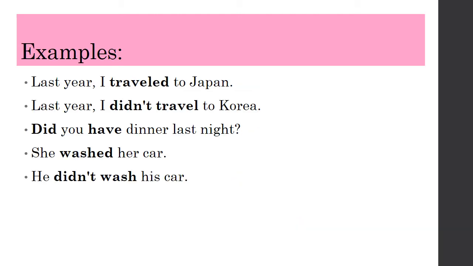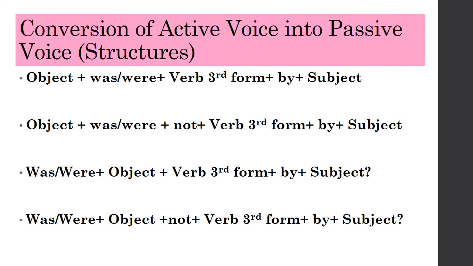Here are some examples of past indefinite tense sentences. Last year I traveled to Japan. Last year I didn't travel to Korea. Did you have dinner last night? She washed her car. He didn't wash his car. Here you can see passive voice structures of past indefinite tense.